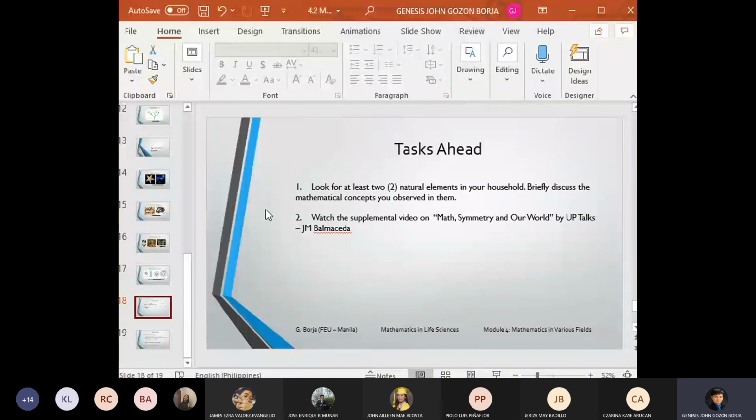And here are some tasks for you to accomplish. For this part of the discussion, you look for at least 2 natural elements. That just means your surroundings, like plants. I do not know the biological term for that, but you look for something natural, something in nature, in your household. And briefly discuss the mathematical concepts that you observed in them. That will be part of the formative assessment for this.